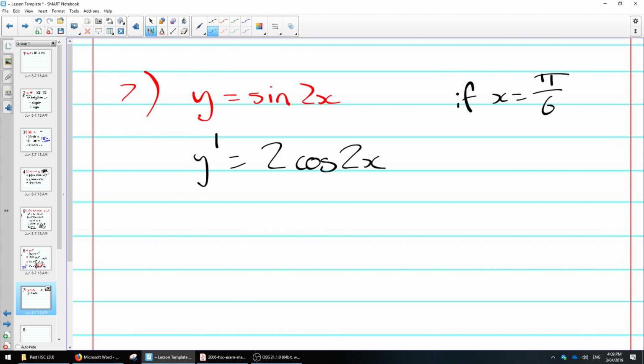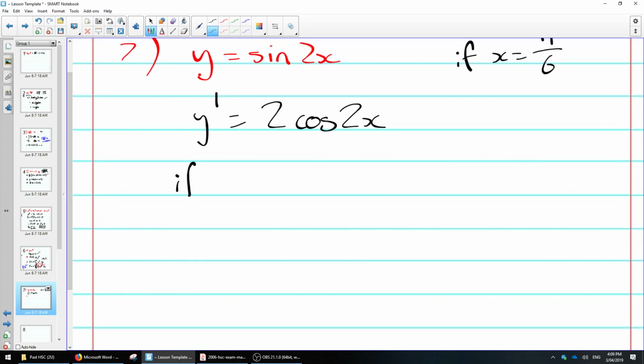So the first thing you need to do is find the gradient of the tangent. Make x equal pi on 6. So if x equals pi on 6, then y dash equals 2 cos of 2 times pi on 6. So 2 pi on 6 is pi on 3. Alright? Cos pi on 3, cos 60, is 1 over 2. So 2 times 1 over 2 equals 1.